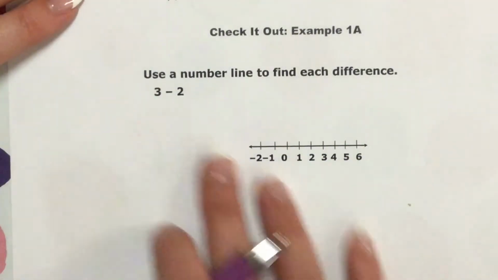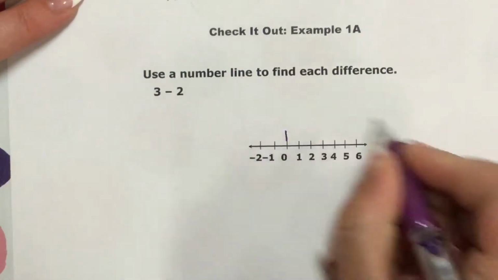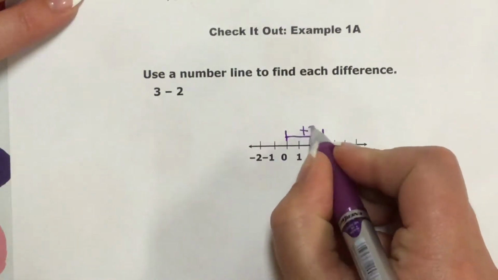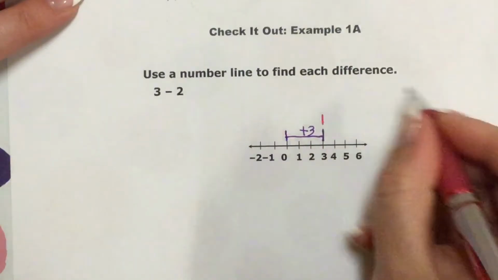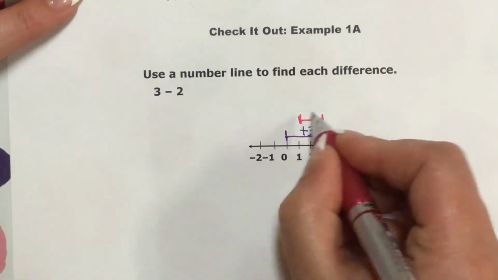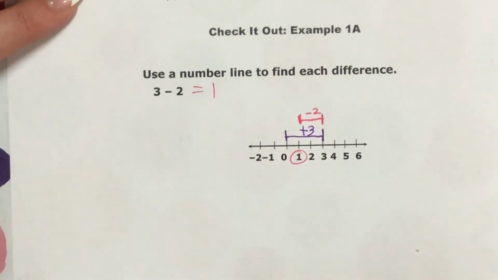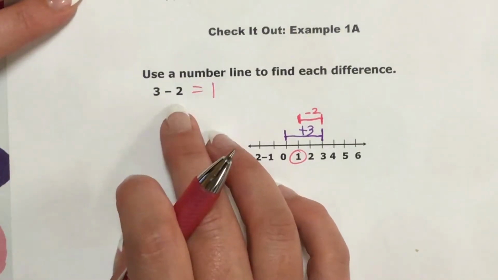Okay, here we go. We are back. 3 minus 2, so we start at 0, and we're going to model this. +3, right there, that's +3. And then we're going to go from here, and we're going to go -2. So that would be -1, -2 would be right there, and we end up with a +1.